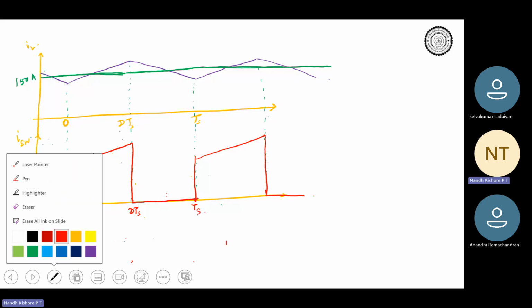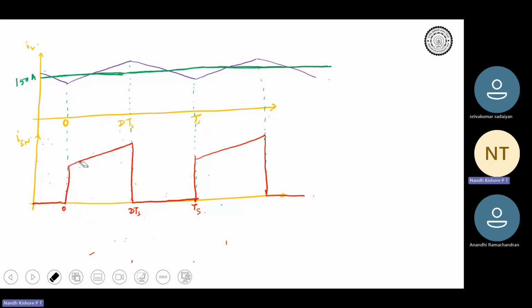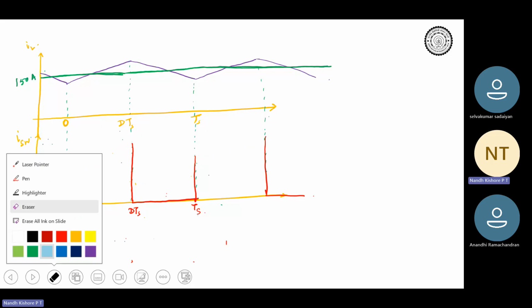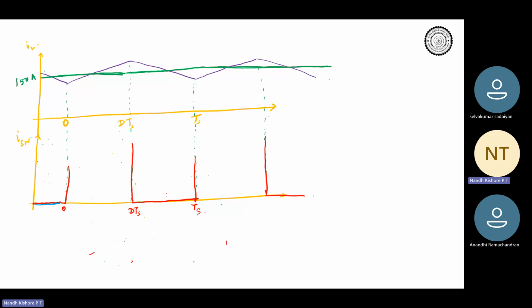Since we have not assumed any ripple, I will just erase this. Instead of complicating it, we will just have something like this: 0, 150 amperes, 0, 150 amperes, and so on. This is how your switch current looks. Agreed? This is 150, this is 0.